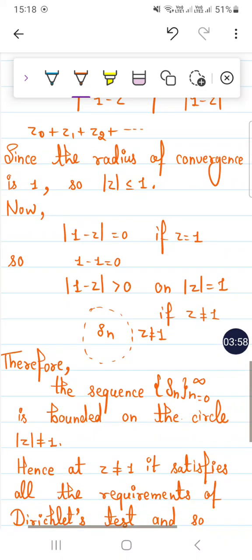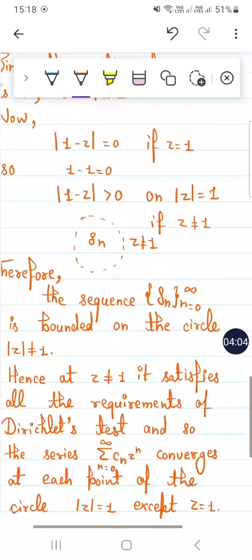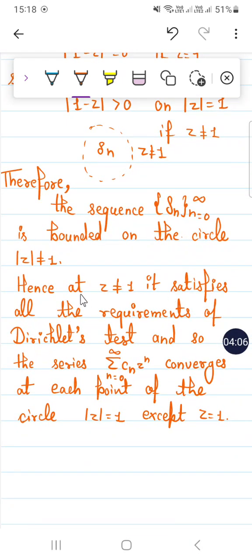So Sn is bounded on the circle for z not equal to 1. Hence, for z not equal to 1, it satisfies all the Dirichlet test requirements. So the series is convergent at each point of the unit circle mod of z equals 1, except the point z equals 1 at the boundary.